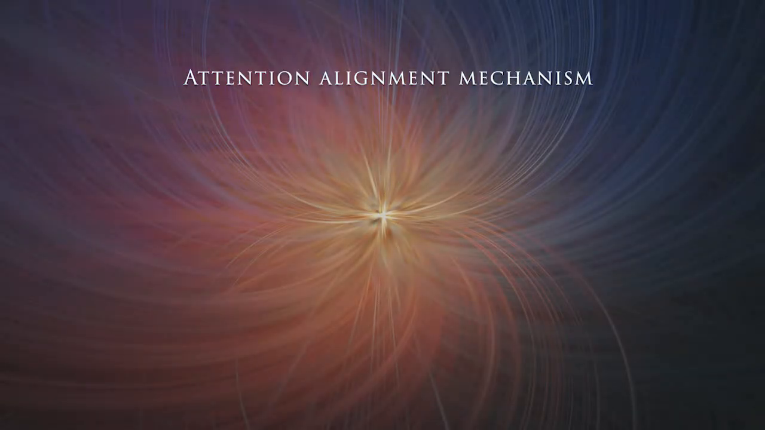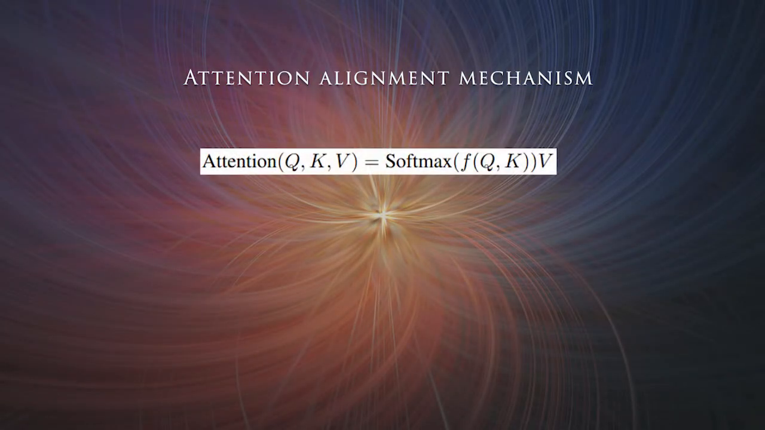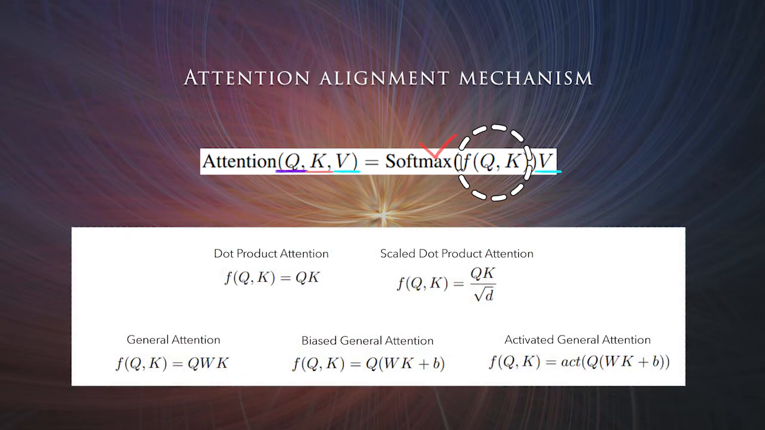For different VL tasks, the text tokens and image regions are converted into query, Q, key, K, and value, V. Then the attention scores are computed between query and key, with an attention alignment calculation function F. These are converted into attention weights via softmax. By multiplying attention weights with value V, we can obtain the context vector, or so-called attended features. In this paper we explore the effect of the following attention alignment calculation functions: dot product, scaled dot product, general attention, biased general attention, and activated general attention, for different VL tasks.